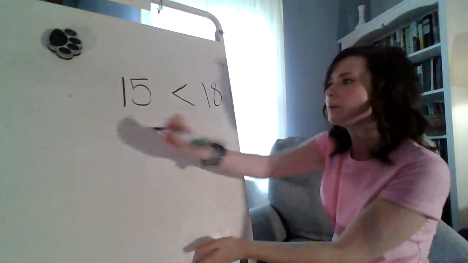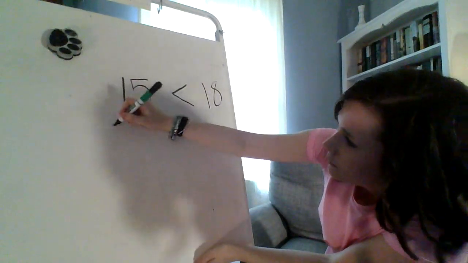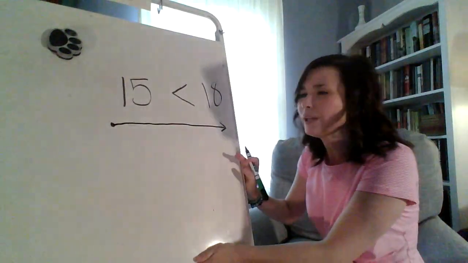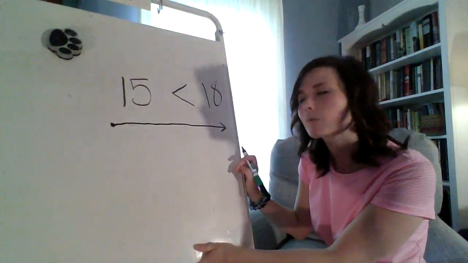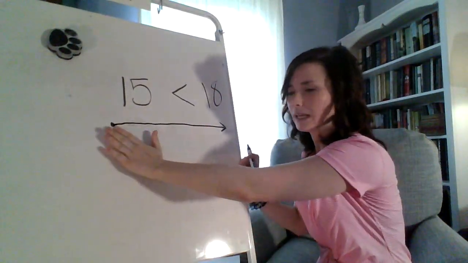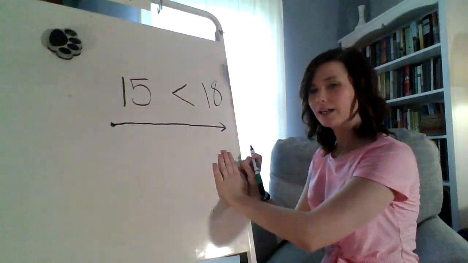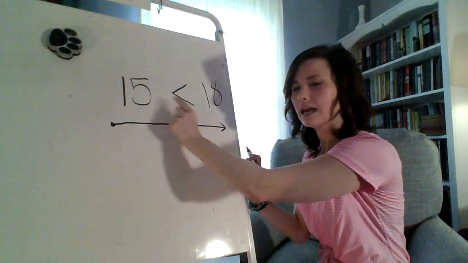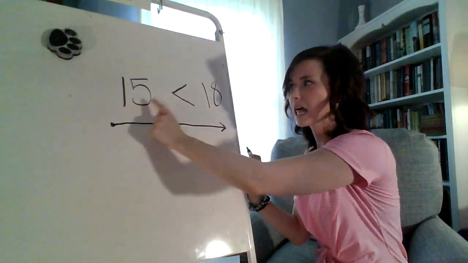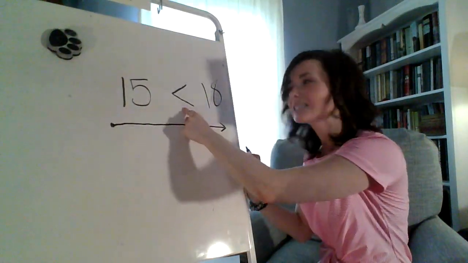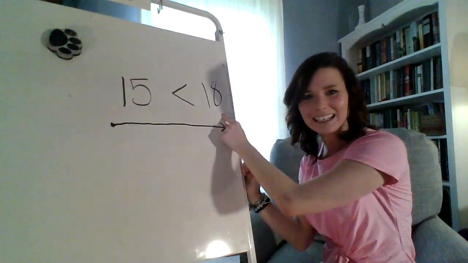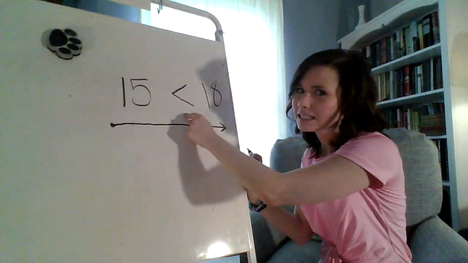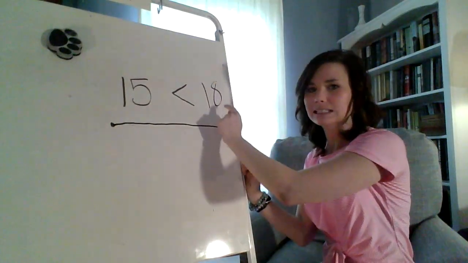All right, but how would we read this? We're going to start at 15. We read left to right. So how would we read this? Which symbol is this? 15 is less than 18. Say it with me. 15 is less than 18.